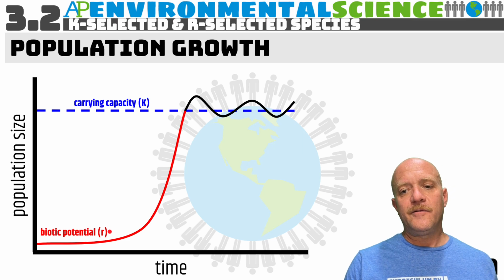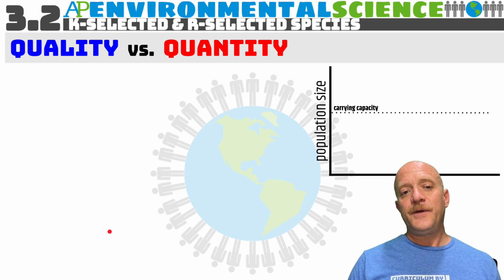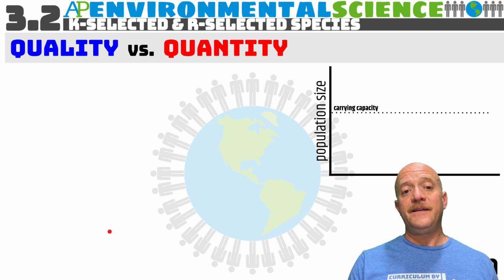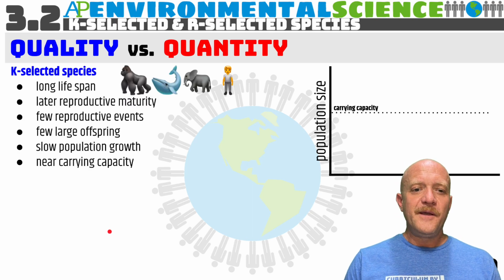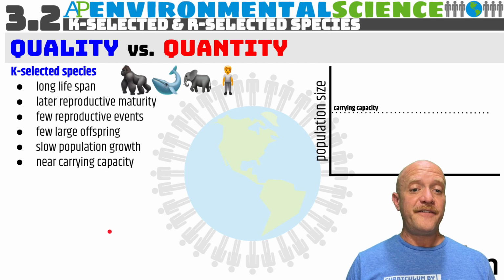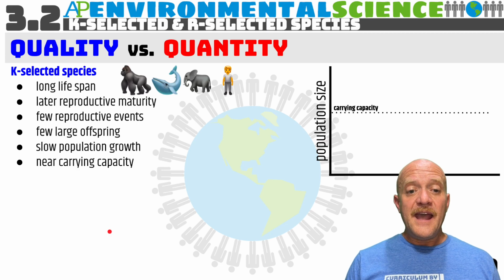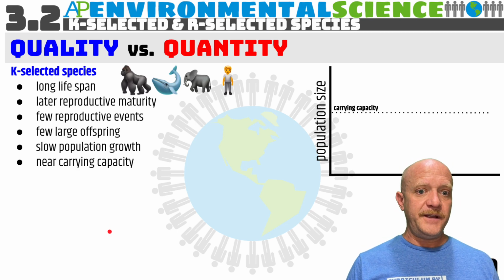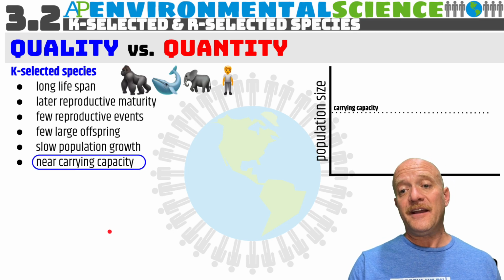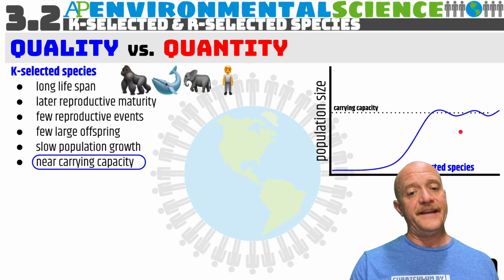Now, why does this matter? Well, we are talking about K-selected and R-selected species, and in this situation, we talk about quality versus quantity. K-selected species tend to be more quality. And what does that mean? Well, they have a longer lifespan. They reach reproductive maturity later in life. They have very few reproductive events relative to their life cycle. They have few numbers of large offspring. They have a slow population growth, and their population is actually near the carrying capacity. So a graph of a K-selected species population will look something like this.